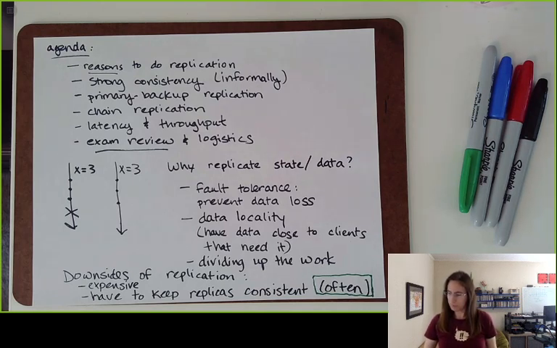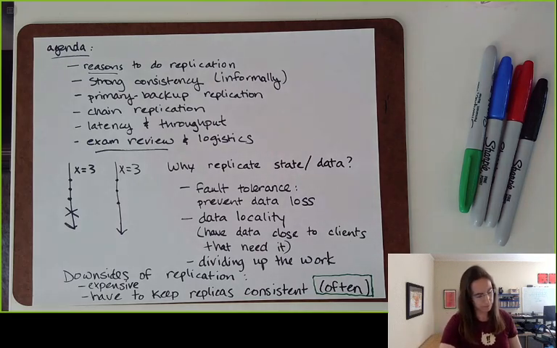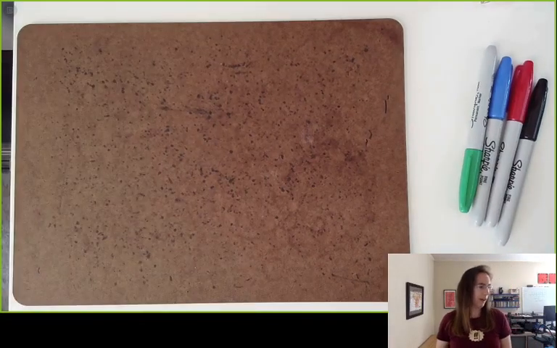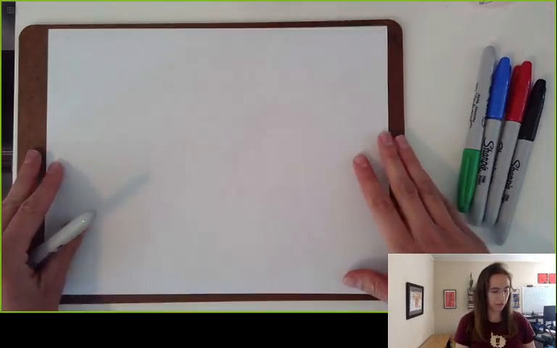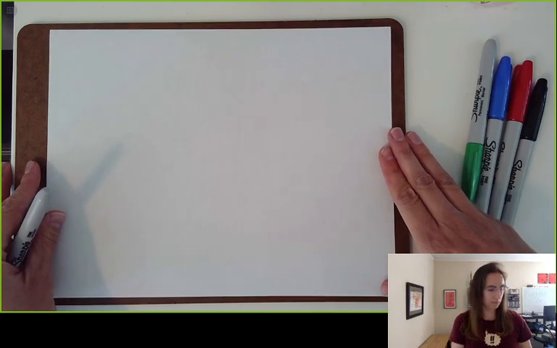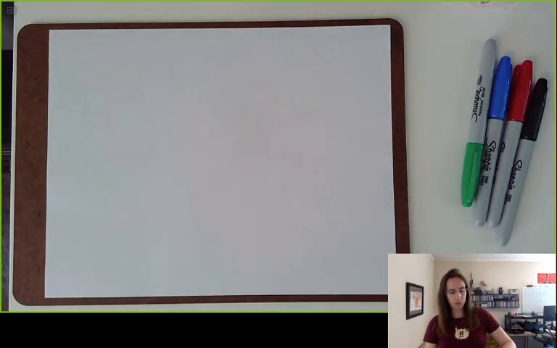Okay, so now that we've motivated the need for replication and the fact that replication involves this trade-off, let's start talking about protocols for doing replication. Well, first let me define this notion of what's called strong consistency.